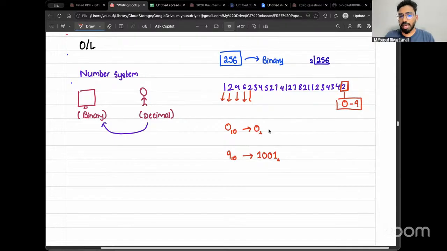The answer will have either 1 digit or 2 digits or 3 digits or 4 digits. The largest number is 9 and you can see 9 has 4 digits. For example, if I take the number 8 in decimal, 8 is equal to 1000. So all the numbers from 0 to 9 need a maximum of only 4 binary digits to represent them.